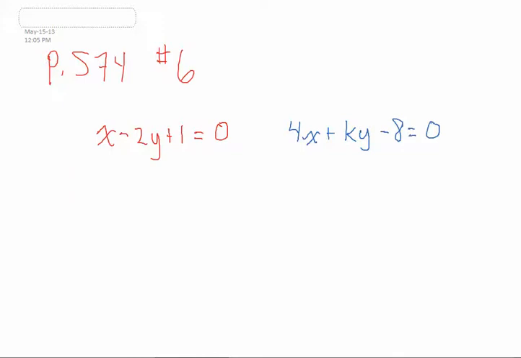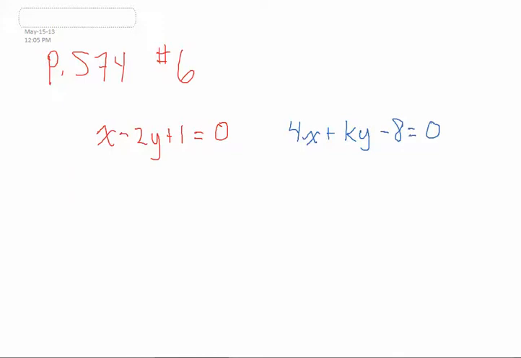So we're asked to do the following. We want to determine the value of k so that these two lines have the exact same slope. Next, we want to determine the value of k so that these two lines have the exact same y-intercept. So what would be the most efficient way to solve this problem? What form has both slope and y-intercept readily available to us?